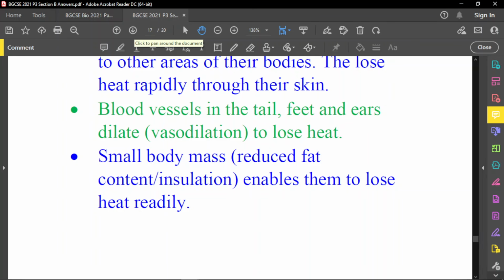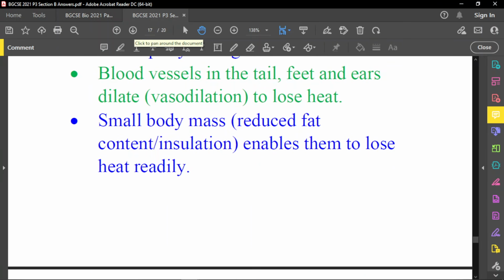Again, small body mass. The small body mass also causes them to lose a lot of heat, because the ratio between the weight, body mass and all of that will affect the amount of heat that they can lose in a given time compared to other organisms.